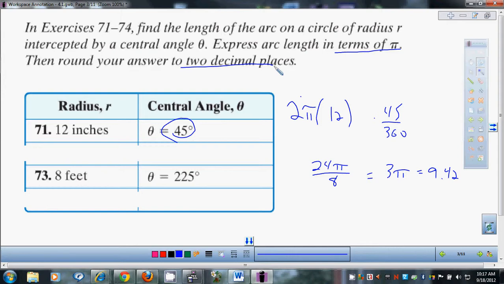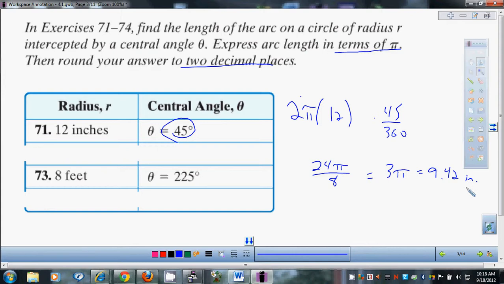Questions on that? 24. Oh, 2 times 12. And then James, you told me this reduces to 1 over 8. So 24 times 1/8. Okay. Then of course, I forgot to label that. That would be inches. Arc length is just a length.